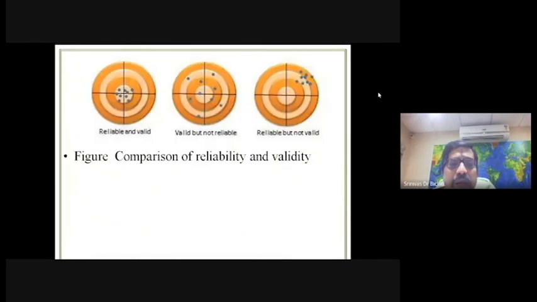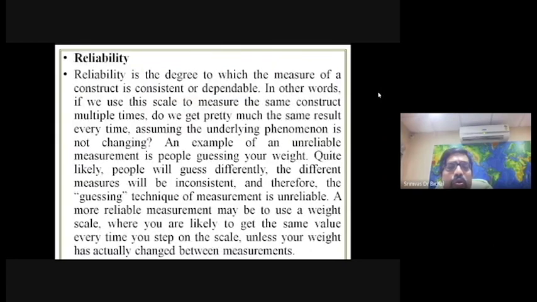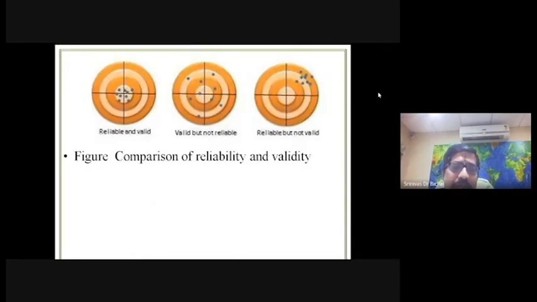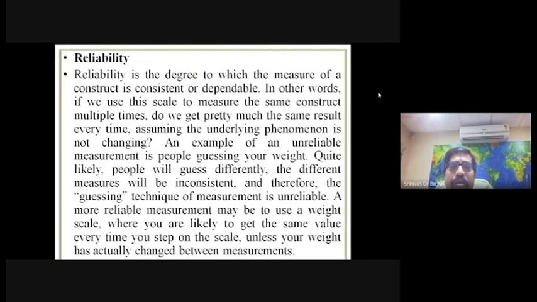That is what you see, reliability and validity. I told you, reliability is the degree to which the measure of a construct is consistent or dependable. If you are dependable, then you say it is reliable. But reliability does not mean that you are always correct. Reliability is only dependability: how far we can depend on you. In other words, if we use the scale to measure the same construct multiple times, you get the same result. That is what is happening.